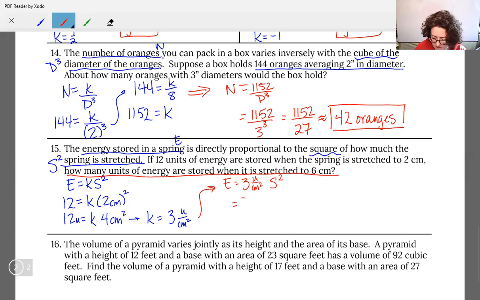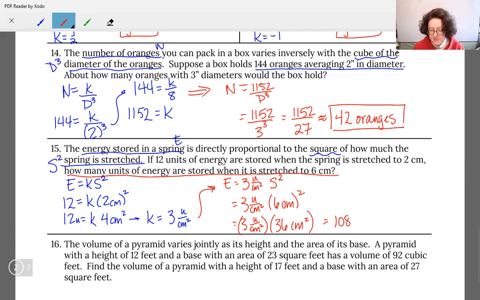So plugging in 6 centimeters into S squared, we're going to have the same thing. If we do 6 centimeters squared, that's going to really come out to, let's put this guy in parentheses just to keep the units by themselves, 36 centimeters squared. And so if we're multiplying the 3 times the 36, that comes out to 108.